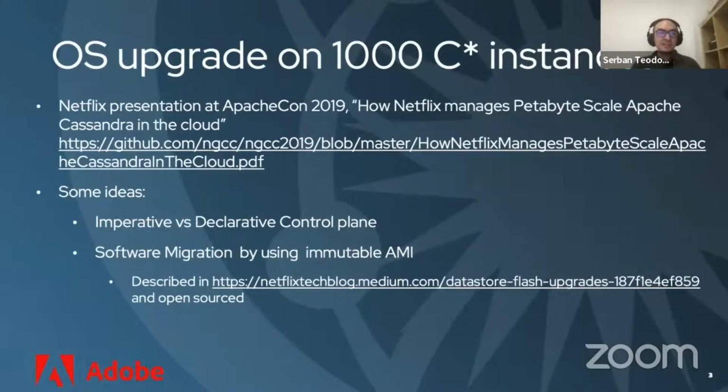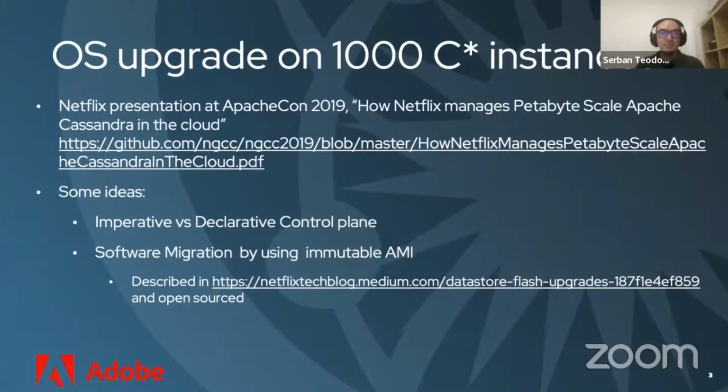So as I said, this started at ApacheCon 2019. There was a very interesting Netflix presentation hosted by Joey Lynch, named How Netflix Manages Petabyte Scale Apache Cassandra in the Cloud. The presentation was not recorded. This was before the pandemic times, so things were still happening only offline. But the slides are available at the link that I included. There were many interesting ideas there.